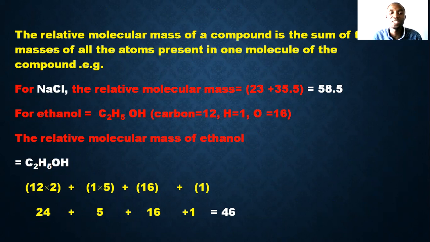When you have something like ethanol, which is C2H5OH, carbon is 12, hydrogen is 1, oxygen is 16. With the formula given to you, sum it up. Carbon is 2 there, that means 12 times 2, plus hydrogen, which is 1 times 5, plus oxygen, which is 16 and is only 1 there, plus hydrogen 1. Sum it up and you're going to have 24 plus 5 plus 16 plus 1. You're going to have 46. That is the relative molecular mass of ethanol. Very simple. I hope you are following.